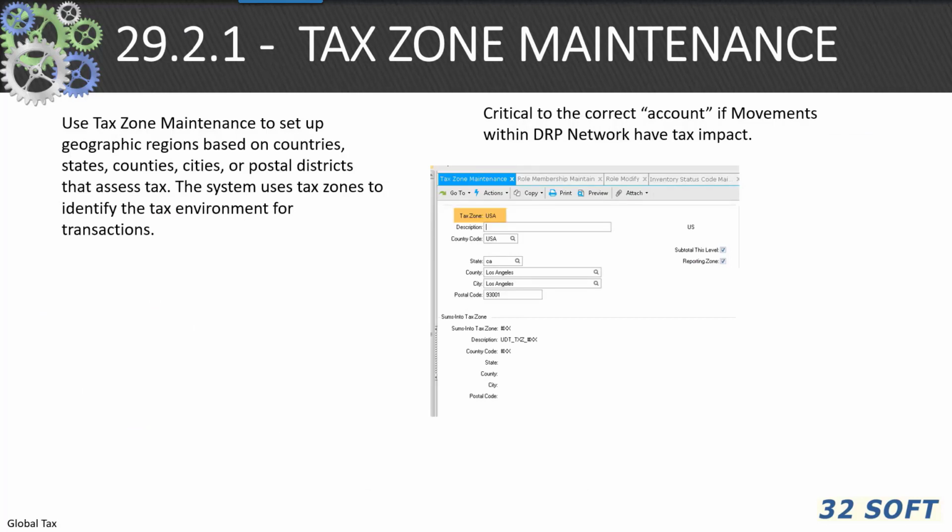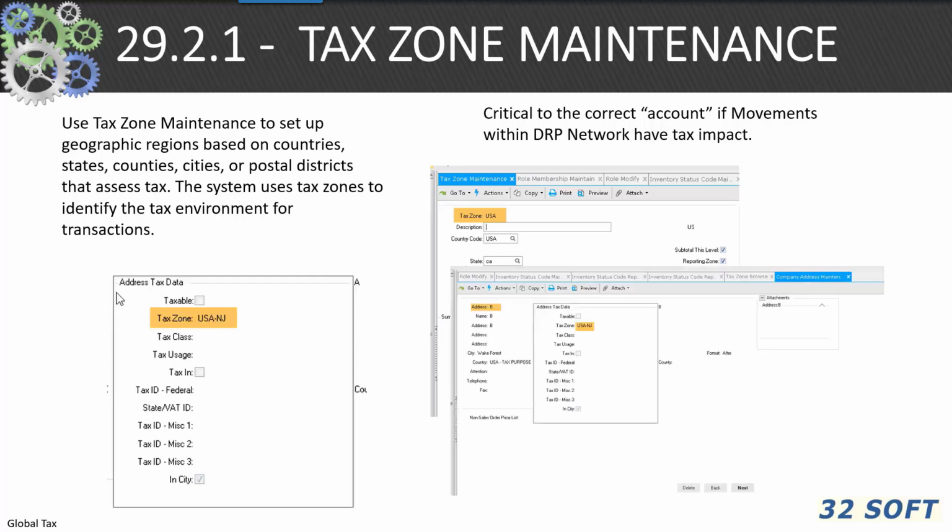The 29.2.1 for DRP defines the tax zones that are used by DRP to set up geographic regions, countries, states, counties, cities, postal districts that use the system to identify tax information for GL transactions. Very important that these be set up correctly so that anything that affects the tax is recognized accurately.